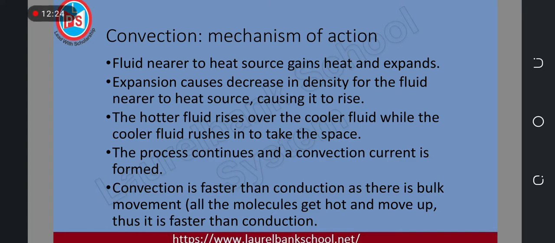Then the process continues and a convection current is formed. Convection is basically faster than conduction because there is a lot of movement of molecules, and all the molecules get hot and start to move, and thus we can say that convection is much faster than conduction.